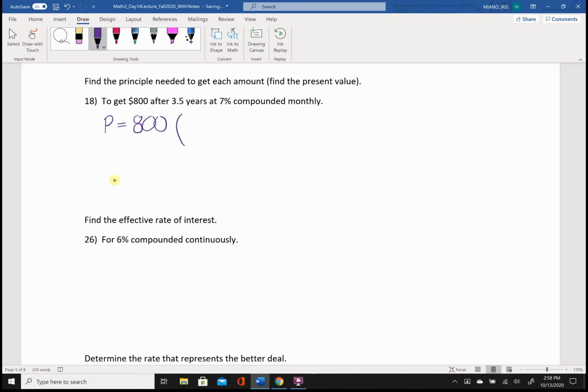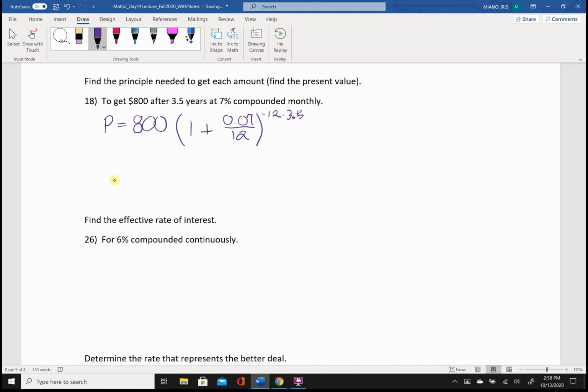We'll multiply it by 1 plus the rate, which is 0.07, that's 7% as a decimal, divided by what? How many times a year is this going to be compounded if it is compounded monthly? Well, there are how many months in a year? 12. So we'll divide by 12. That's your n value. And then the exponent is going to be negative n, so negative 12 times the number of years, which happens to be 3.5, 3.5 years.